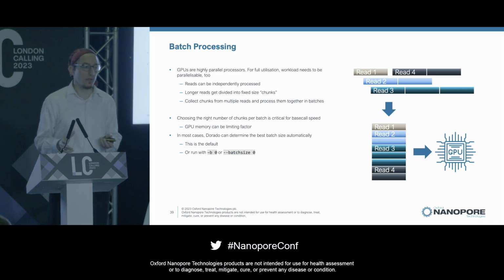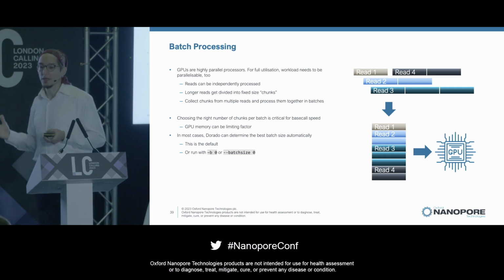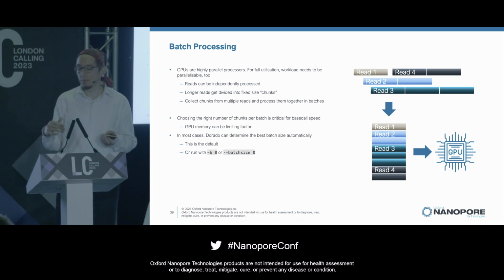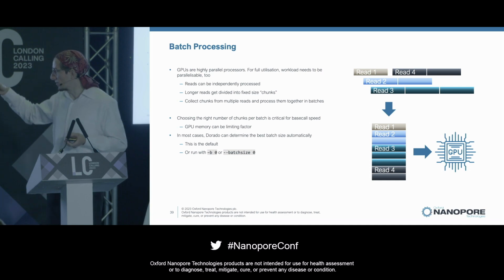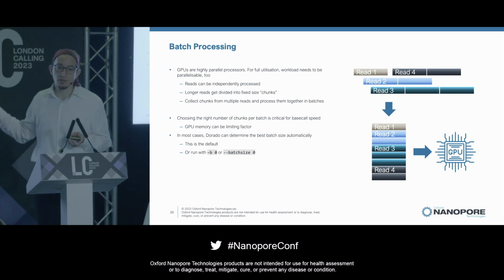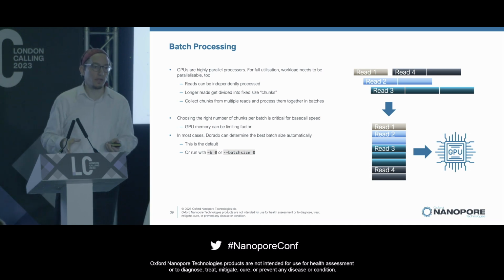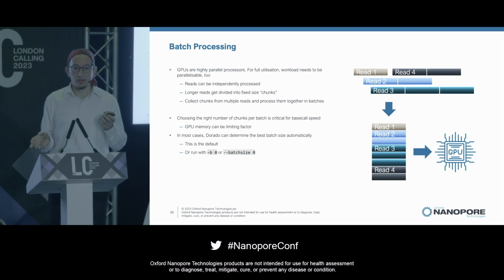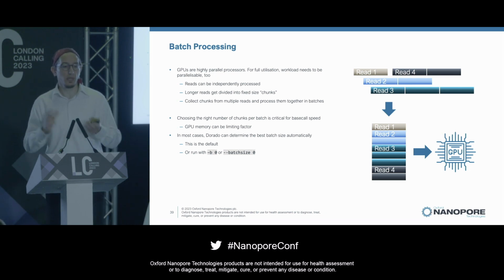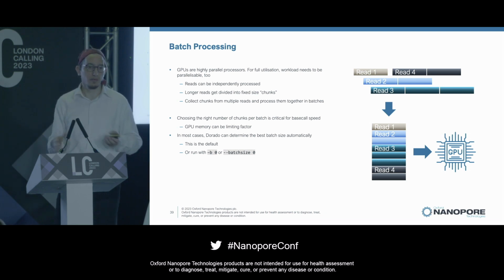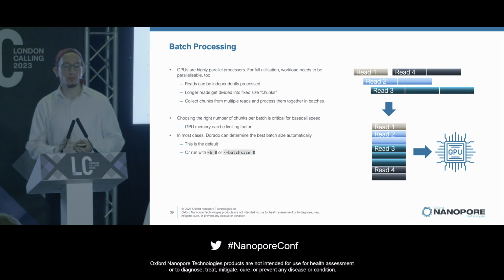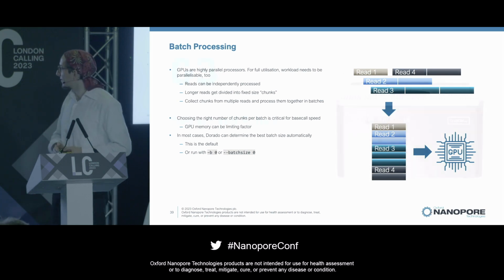So what we've done with Dorado is an automatic batch size detection. When you run Dorado with the default setting, or you run it with -b or batch size 0, it'll automatically detect the right batch size for you. There are edge cases where that might not work, but with the default, we wanted all of you to basically be able to say, okay, it will detect automatically what's the right thing to do.